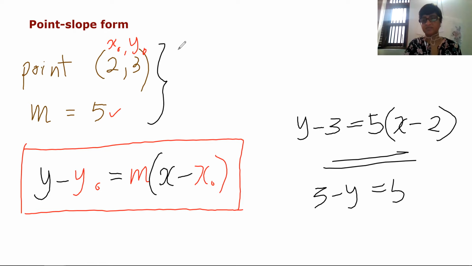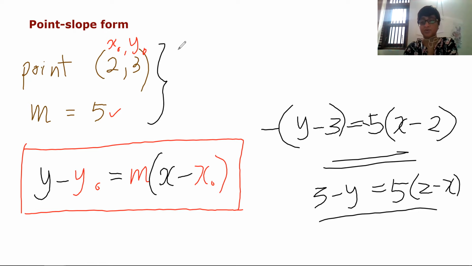It's like I have multiplied the whole equation by a negative sign. If I multiply the two sides of this by a negative sign, I get this. Right? So that can be done too. And you will see why that is.